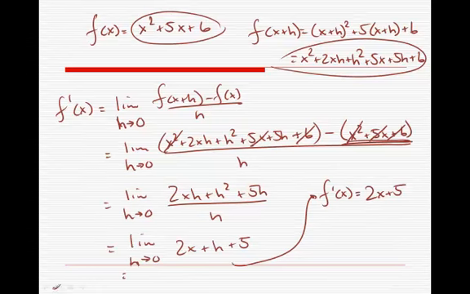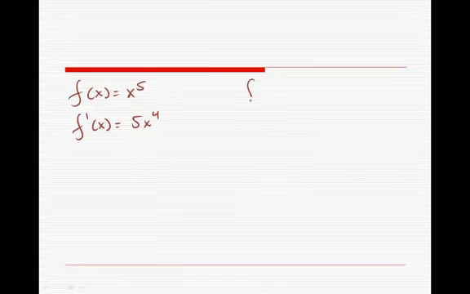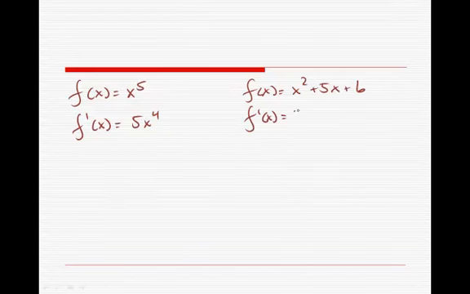Now, I want to take a look at both of these. So we started with f of x equals x to the 5th, and we found that f prime of x, or the derivative, was 5x to the 4th. And then we looked at f of x equals x squared plus 5x plus 6, and we found that f prime of x equals 2x plus 5. There is a pattern here.